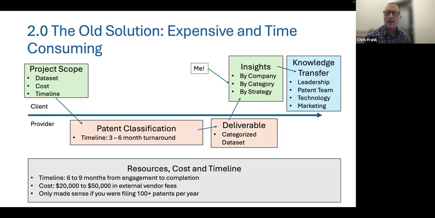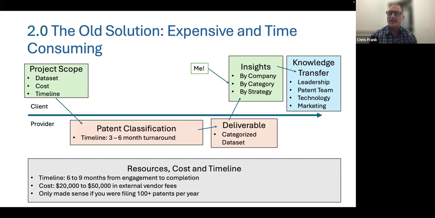And then someone like myself, well, I've done all of the steps of this process at different points in my career, but the main step where I come into play here is taking that deliverable, that giant Excel spreadsheet or PowerPoint or whatever it is, and getting the insights out of there in order to transfer that knowledge to the team of people that can actually make decisions and take actions based on that information.